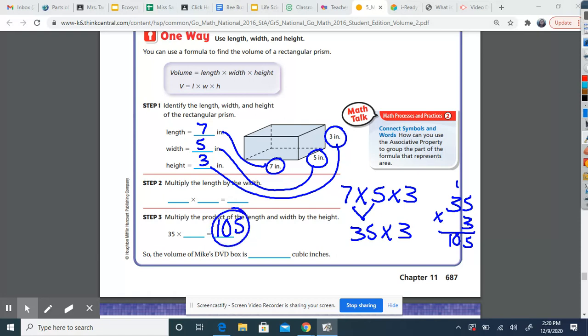So our volume is 105 cubic inches because we're measuring in inches.